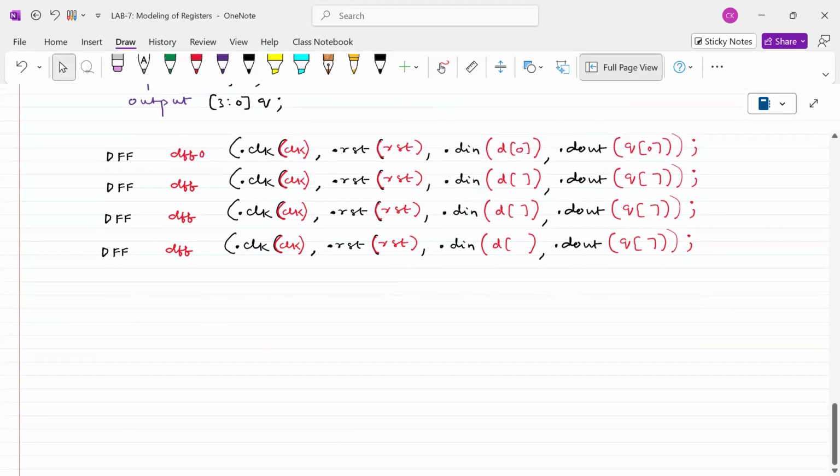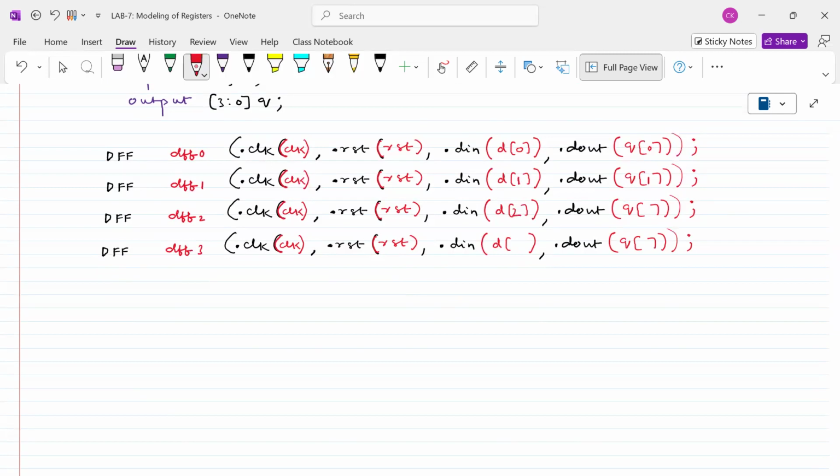Okay, let me go and write the change of this thing. This is called 1, this is called 2, this is called 3. And this is 1, this is 1. This is 2, this is 2. This is 3, this is 3. As simple as that.